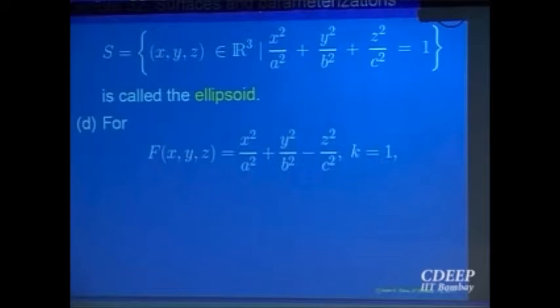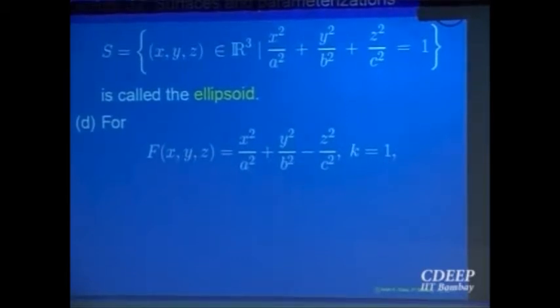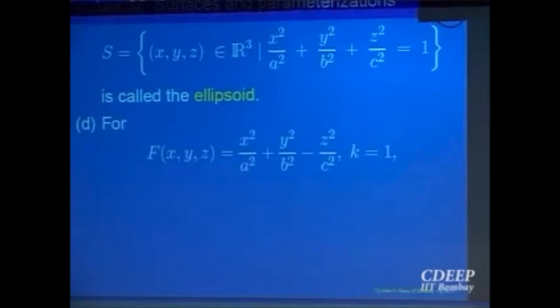But you can also think of something upper and something lower, which are not touching at all. That is called a hyperboloid of two sheets. So many such surfaces are possible.